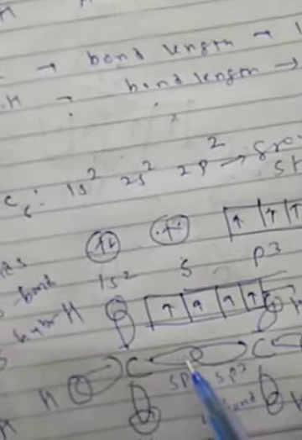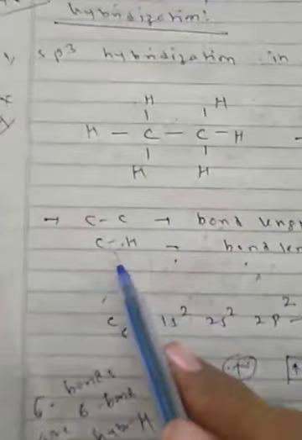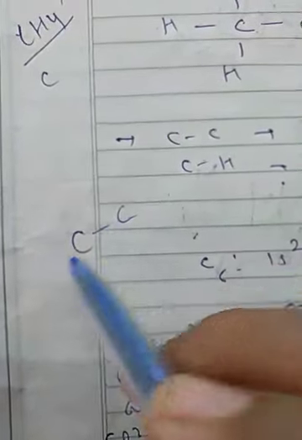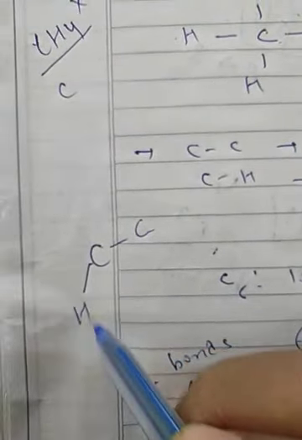But here overlapping of sp3 and sp3. So in this way, the C-C bond. See, this C-C bond length is 154 pm and C-H bond length is 109 pm. This bond length means this bond length and this bond length.